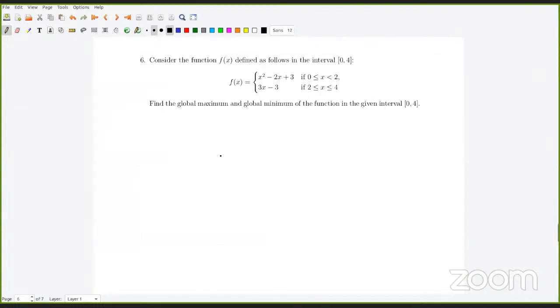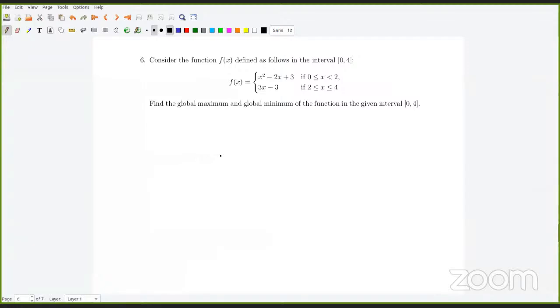Now we come to critical points and maximum and minimum. Some function is given in the interval 0 to 4. From 0 to 2, the function is x square minus 2x plus 3. From 2 to 4, the function is 3x minus 3. We have to find the global maxima and global minima of this function in the interval 0 to 4.